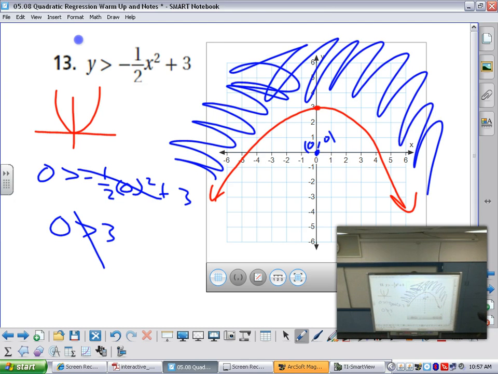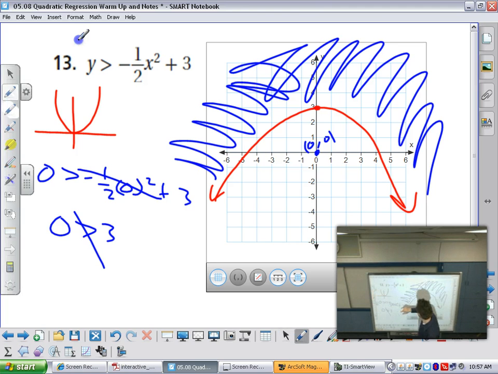And what little mistake did I make? It's not dashed. Because look at my inequality sign. Y is greater than. So you really do need to make a dashed parabola. It is beautiful. It's a thing of beauty, really.